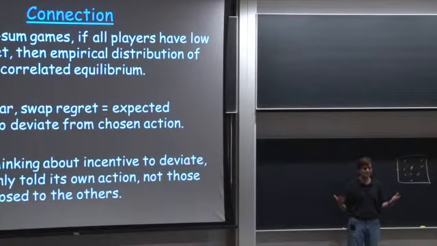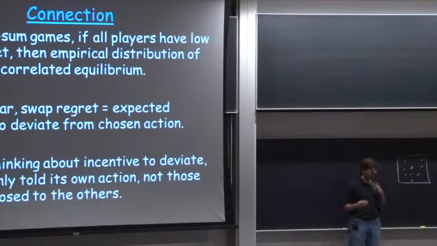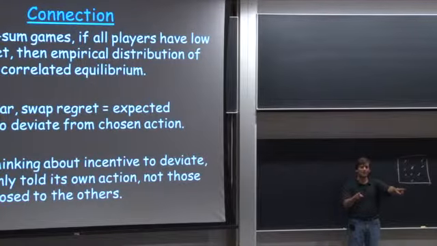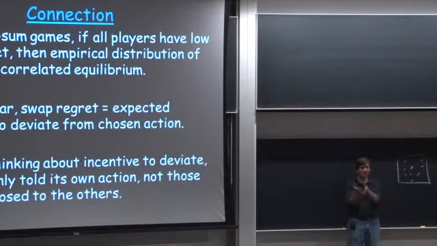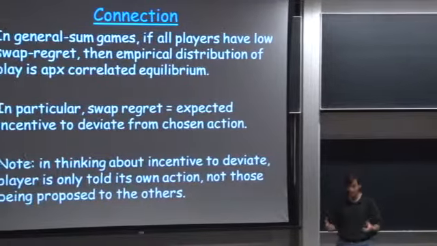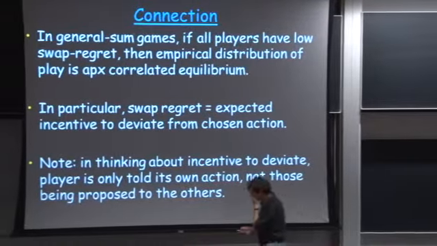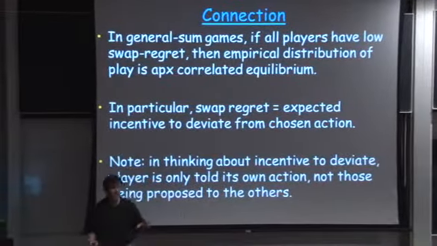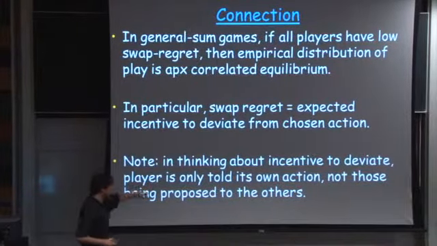Think about rock, paper, scissors, right? If the correlator is going to say, okay, I pick this one, you play rock and you play paper, right? That's not going to work. If you tell the rock guy he's telling the other guy to play paper, he's not going to want to play rock. Right? So it just tells you your action. It doesn't tell you the other guy's action. That makes sense? Okay. This is always a confusion.